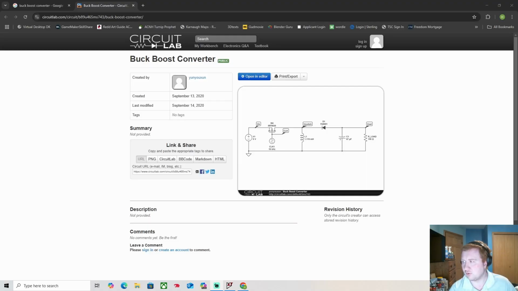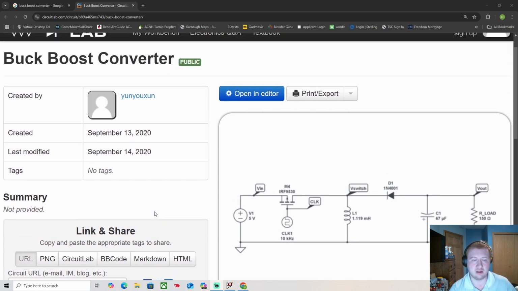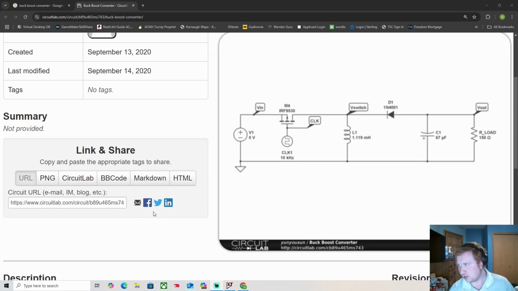Let me just pull something up here on the web. Something that I still to this day don't really know how it works. Shout out to Circuit Lab here. So I'm just going to share this on the screen. This is a buck boost converter. I think it takes low voltage and boosts it to a higher DC voltage. I believe that's how it works. I'm a little unfamiliar with it myself because we never really got taught.